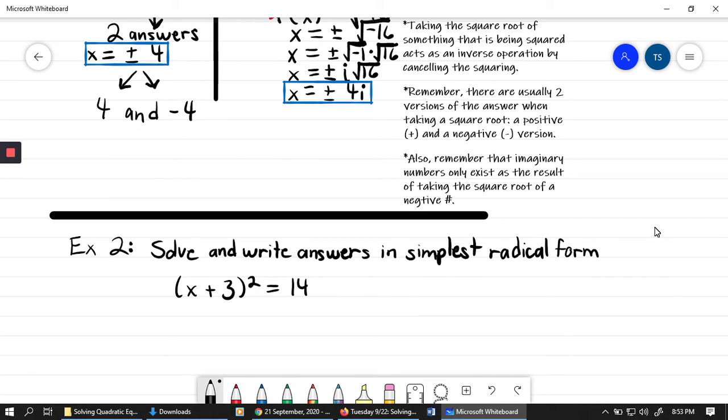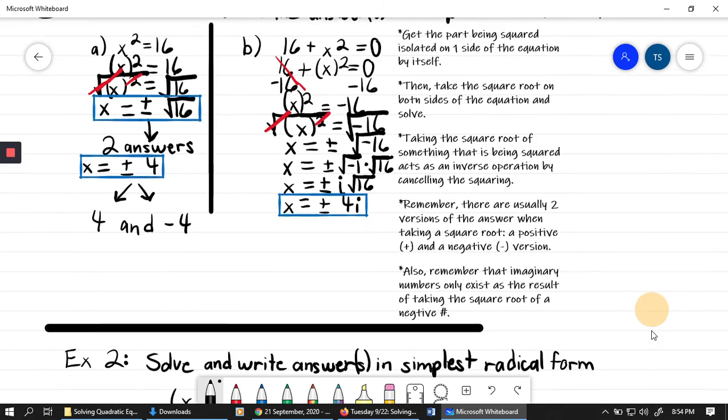Okay, so let's look at this second example here. Solve and write the answers in its simplest radical form. So for this one, if we are looking to solve this, remember the first thing is making sure that the part that's being squared is isolated or by itself on one side of the equation. And in this particular case, that part that's being squared is already by itself. The part that's being squared is the quantity of x plus 3 squared. And again, you can see in this particular case, that is what's inside this parentheses.